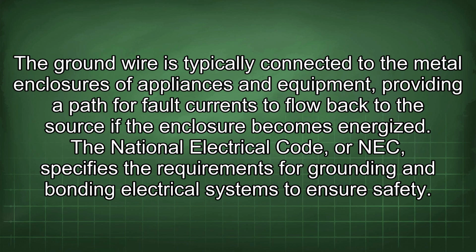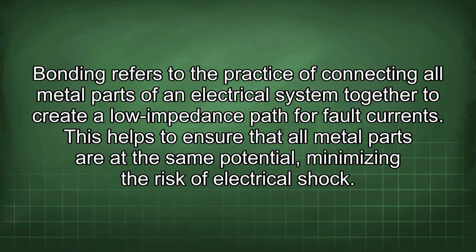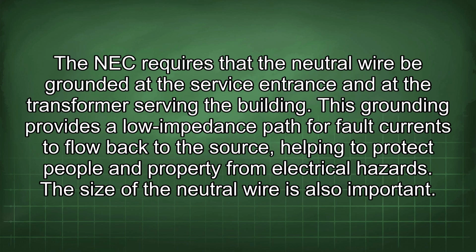The National Electrical Code, or NEC, specifies the requirements for grounding and bonding electrical systems to ensure safety. Bonding refers to the practice of connecting all metal parts of an electrical system together to create a low impedance path for fault currents. This helps to ensure that all metal parts are at the same potential, minimizing the risk of electrical shock. The NEC requires that the neutral wire be grounded at the service entrance and at the transformer serving the building. This grounding provides a low impedance path for fault currents to flow back to the source, helping to protect people and property from electrical hazards.